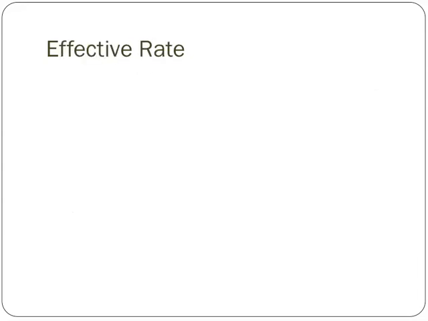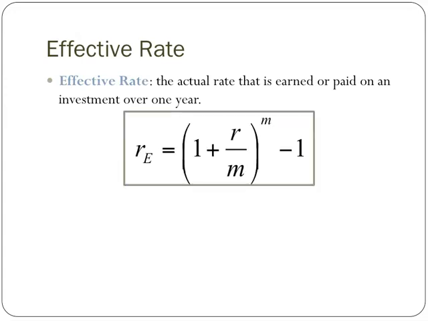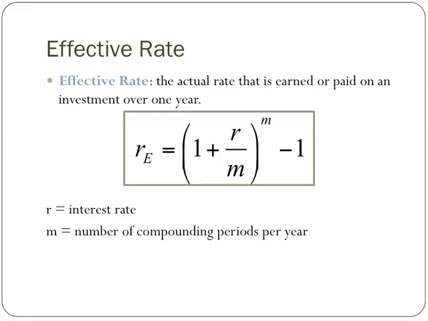Next, we're going to talk about effective rate. So the effective rate is the actual rate that is earned or paid on an investment over 1 year. So here's the formula, and let's talk about each part in the formula. R with the subscript capital E represents the effective rate, R represents the interest rate, and M represents the number of compounding periods per year. So if compounded quarterly, that number would be 4.